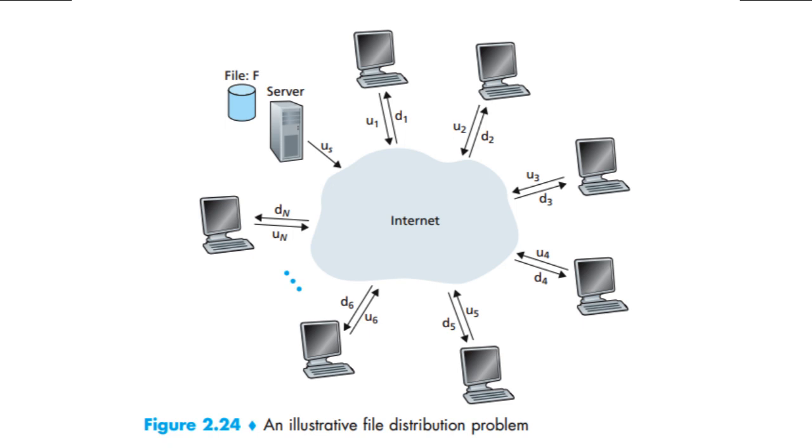equal to the max of F over u_s, where d_min and NF divided by u_s plus the sum of u_i, where i is equal to 1 to N.